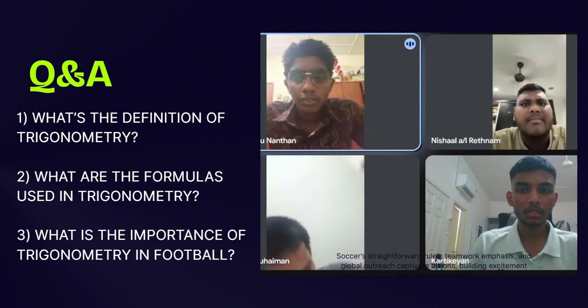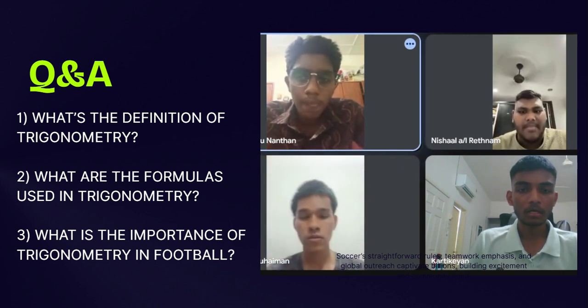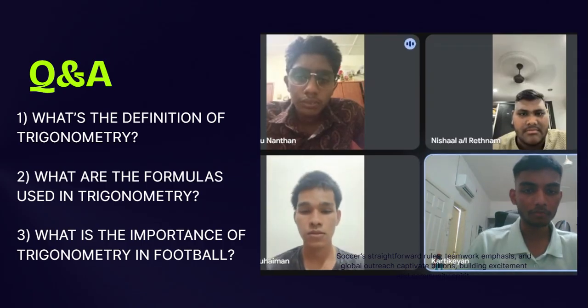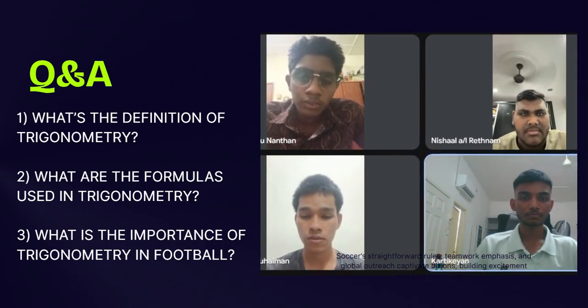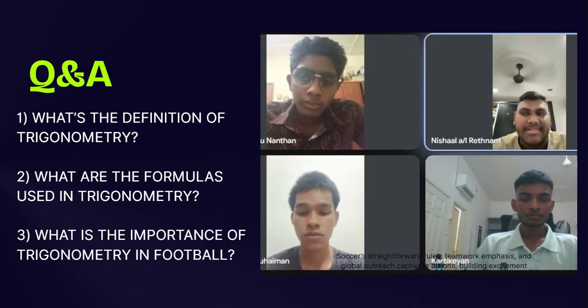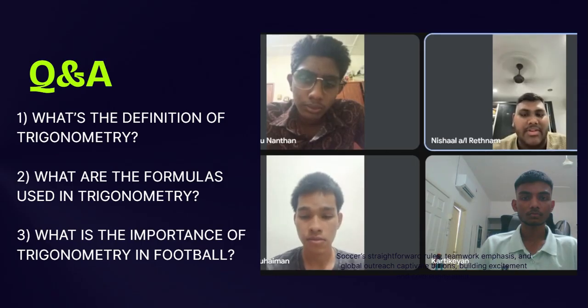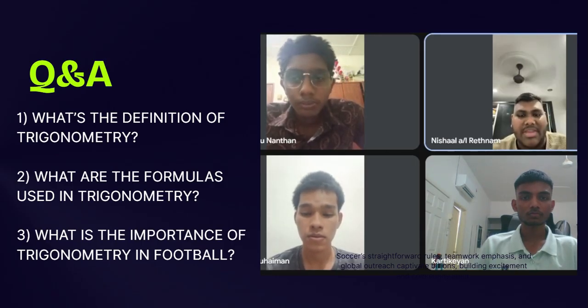Moving on to the third question, Nishal, what is the importance of trigonometry in football? Okay, so trigonometry helps in calculating the best angle to curve the ball around defenders into the goal, and also trigonometry can be used to measure the distance and direction needed for a perfect pass.